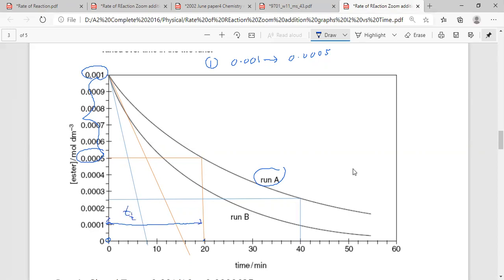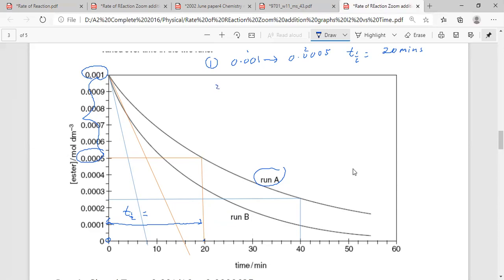T half. And how much does it equal? It equals 20 minutes. So I put down here, for this initial concentration, initial to final, the half-life is equal to 20 minutes. Now I need to have a second one to show that it's constant, isn't it?